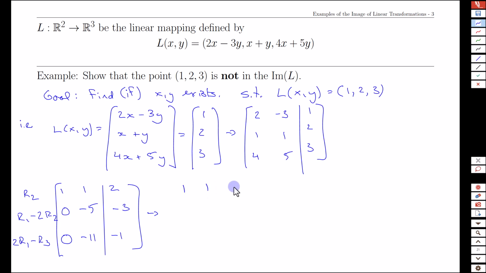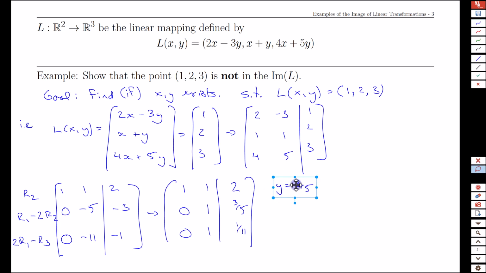We're going to keep the same first row again. We can take the second row and divide by negative 5. That'll give us 3/5. And if we take the third row and divide it by negative 11, we're going to get this. And this gives us the realization that y has to equal 3/5 from the second row. Let's put that beside the second row. And we also would need at the same time that y equals 1/11, and that is impossible. And that means that there's no solution.